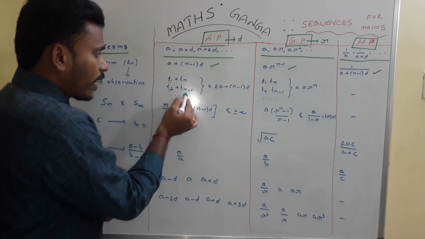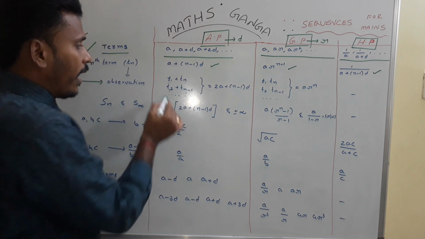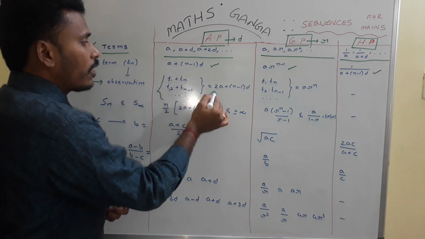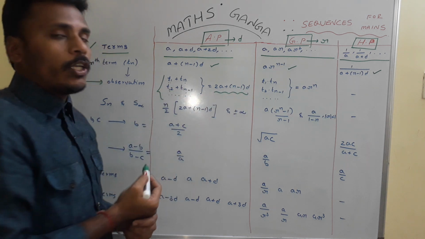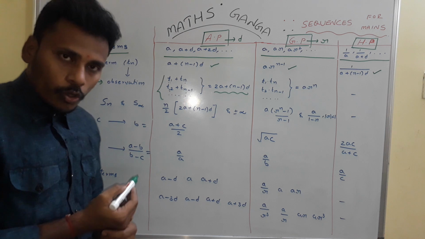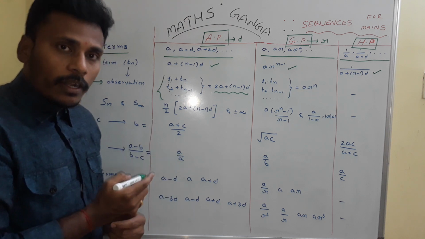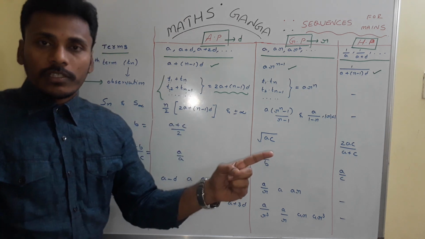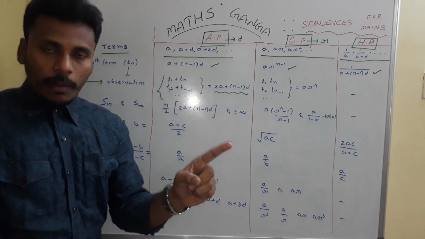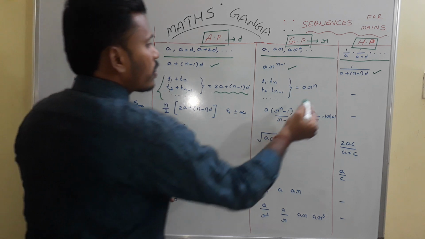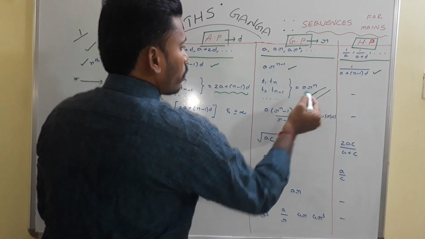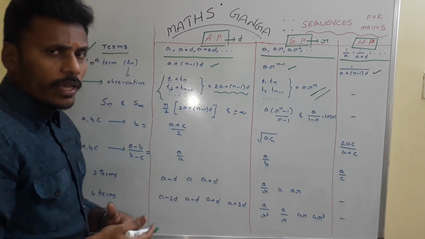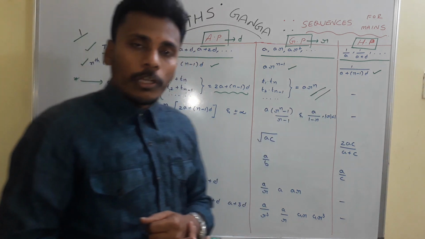Like that, if you add the first term from the start and the first term from the end, like that the second term from the start and the second term from the end, the summation is nothing but 2a plus n minus 1 into d in the case of arithmetic progression. Whereas in the case of geometric progression, you multiply the first term and that first term, this second term and that second term, the product is always equal to a r to the power of n. We don't have any such observation in harmonic progression.